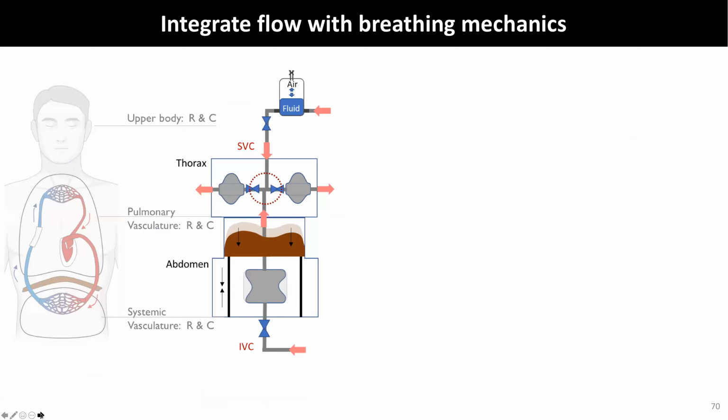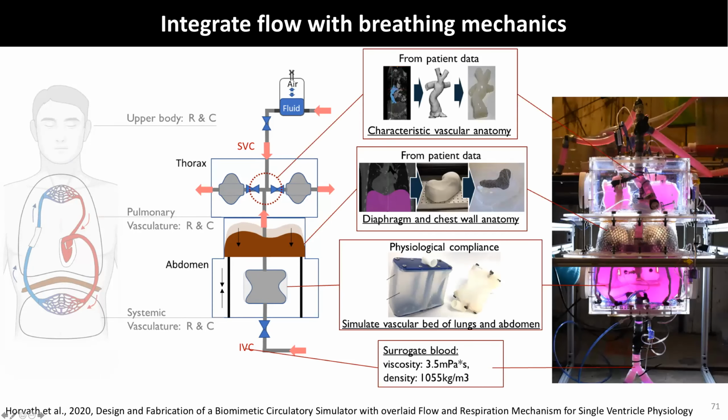Now, if we overlay a flow loop into this in vitro simulator, we can put in a Fontan-specific circulation. We can get the characteristic vascular anatomy of a Fontan patient, and we can get the diaphragm and chest wall anatomy from a CT scan.